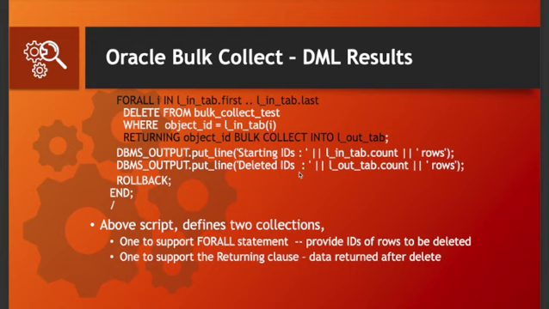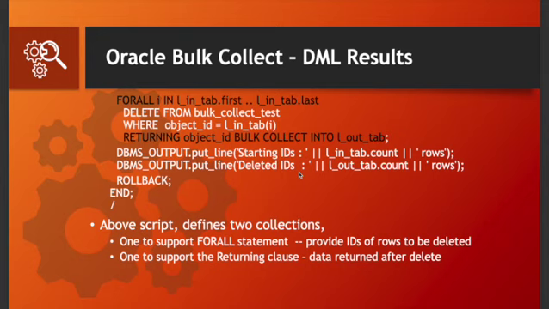So this script defines two collections, one to support the FORALL statement and one to support the returning clause. The first collection is populated to provide IDs of rows to be deleted. Next, the bulk delete is performed and the data returned into the second collection. Then the size of both collections is reported.